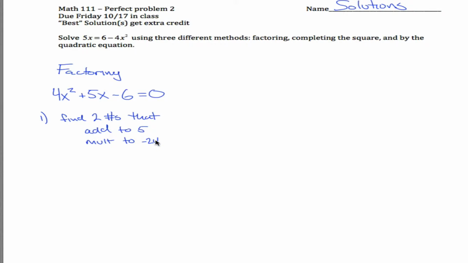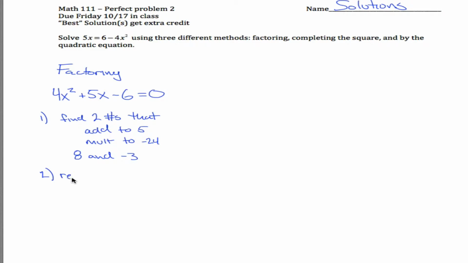It helps to first focus on the multiplication. To get to 24, I could do 1 times 24, 2 times 12, 3 times 8, 4 times 6. But I want negative 24, so one of those two numbers has to be negative and one has to be positive. If you go through that list in your head and start adding them together, you'll find that the only ones that add to 5 are positive 8 and negative 3. Add those up, you get 5. Multiply those, you get negative 24. Step 1 is finding these two numbers.